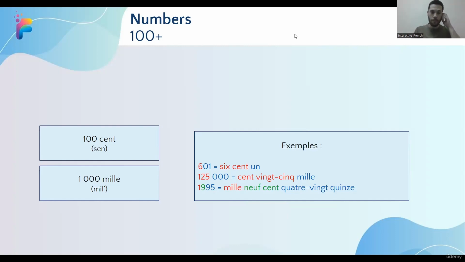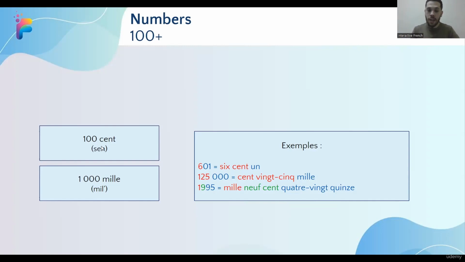So first off, for 100, we would say cent, okay? Cent is 100. If you want to say 200, 300, 400, 500, and so on, you would say cent for 100, and then deux cents, trois cents, quatre cents, cinq cents, and so on, right? That's how it works. Just like in English, we read the numbers aloud from left to right.